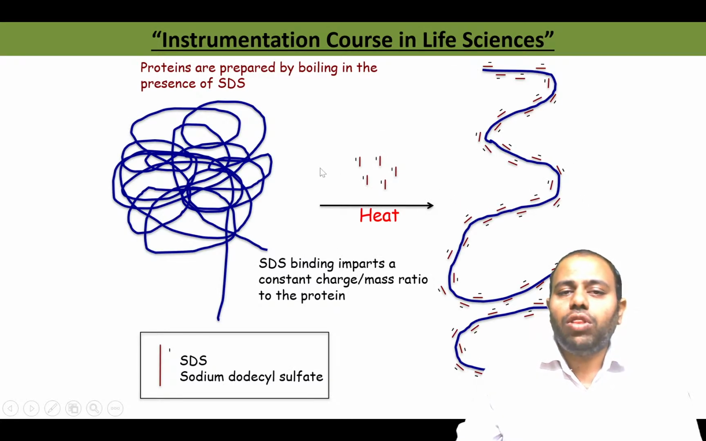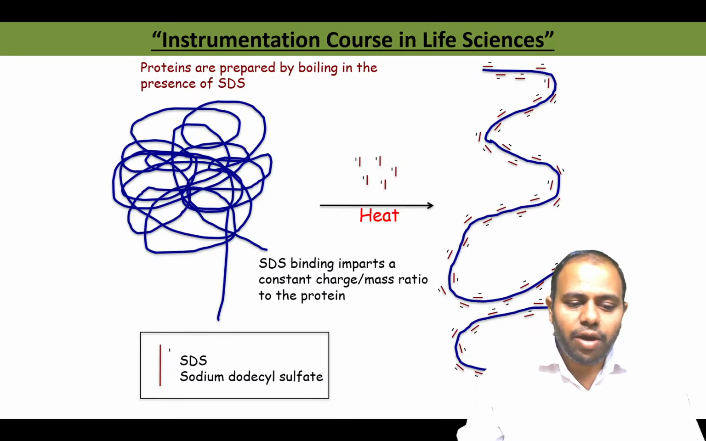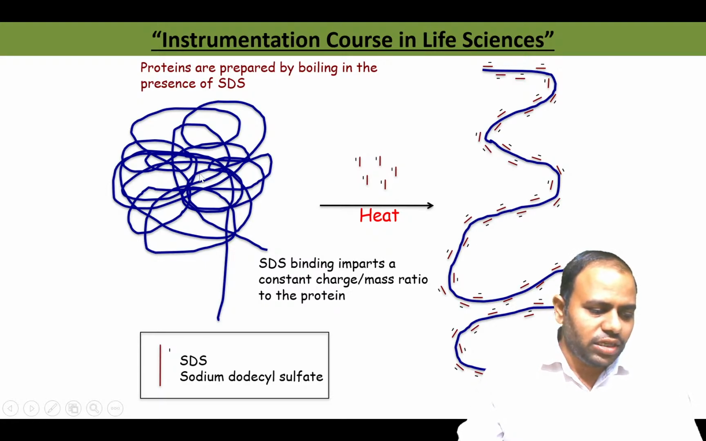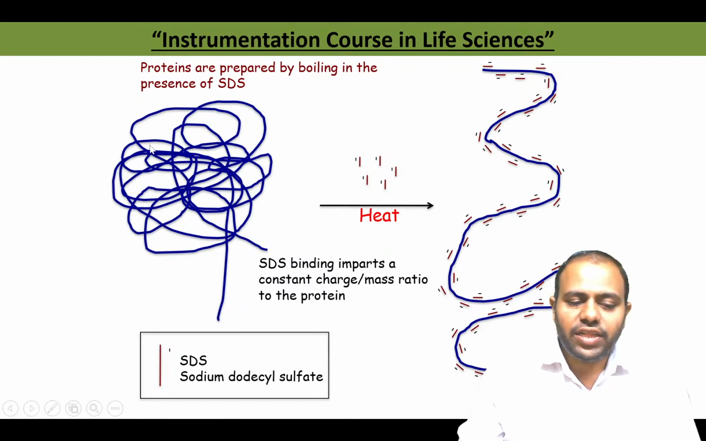The first important thing to remember is that protein always has a three-dimensional structure. Since the protein has a three-dimensional structure, how is it going to move in the gel? That we are going to see. First of all, the tertiary, secondary, or quaternary structure has to be converted into a primary structure.